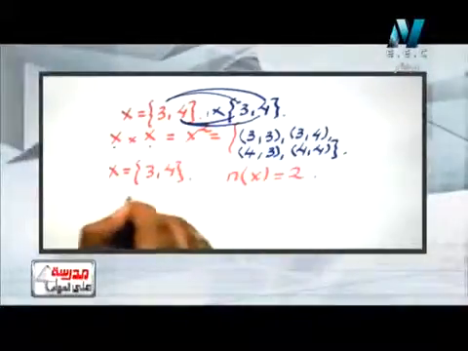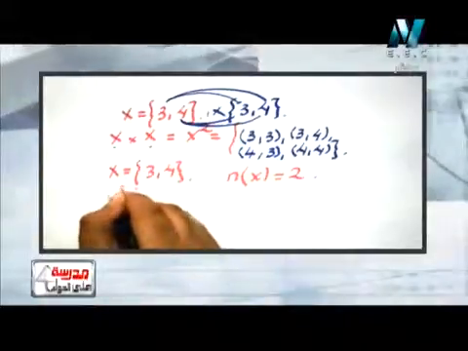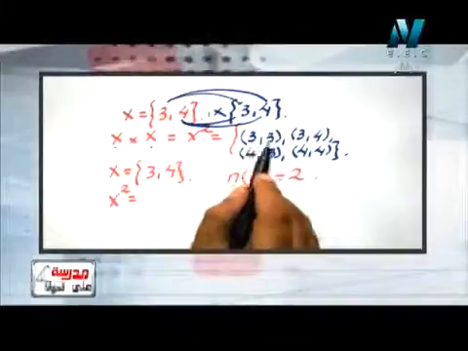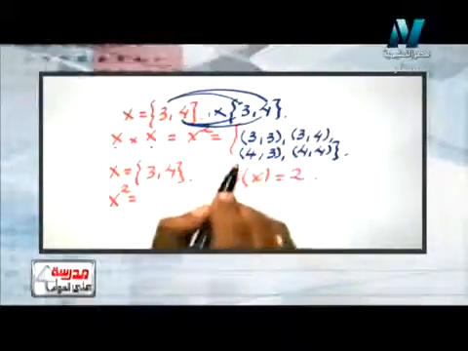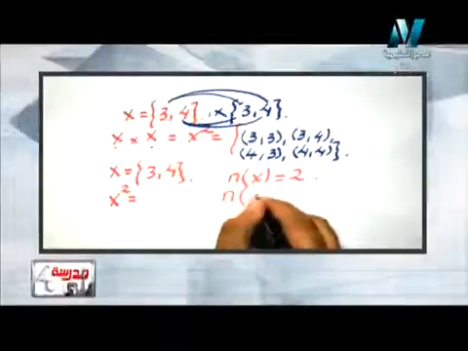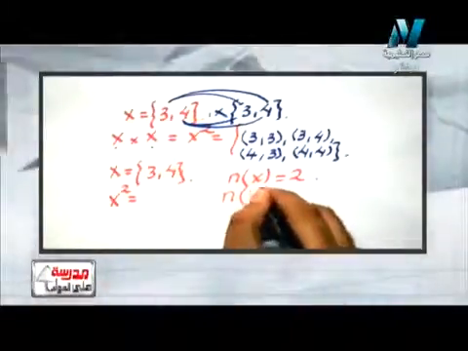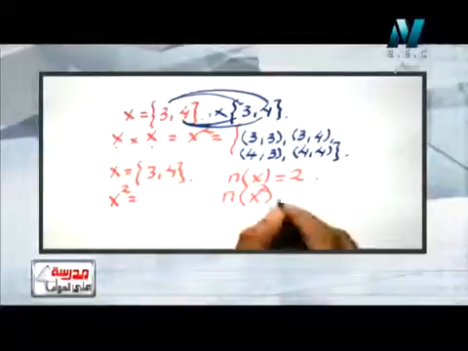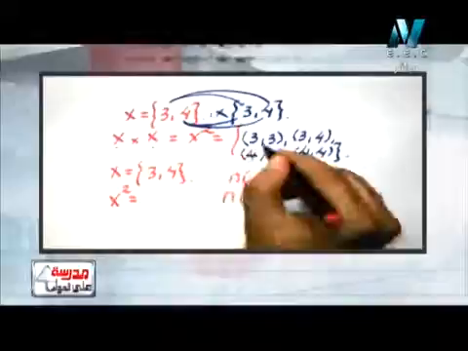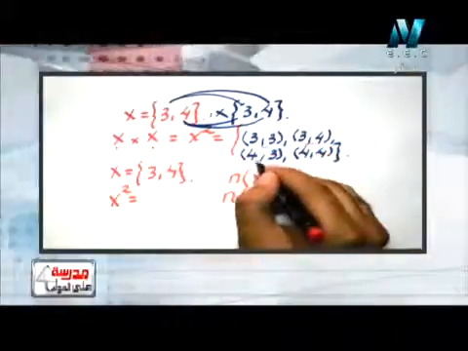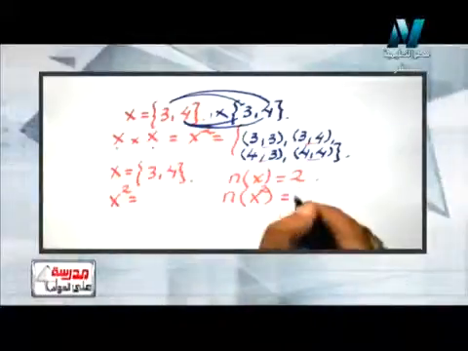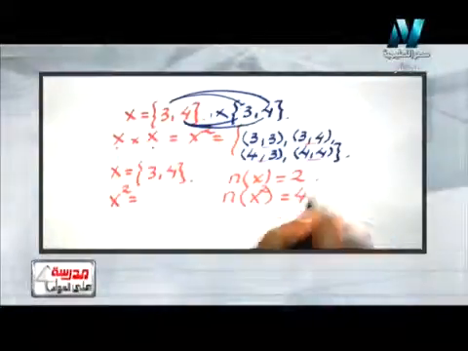What about if I want to find x squared? As we said before, 3, 3, 3, 4, 4, 3, 4, 4. If you want to find n of x squared, just count the number of ordered pairs. Here we have 1, 2, 3, 4. So we have 4 ordered pairs, then 4 is the answer.